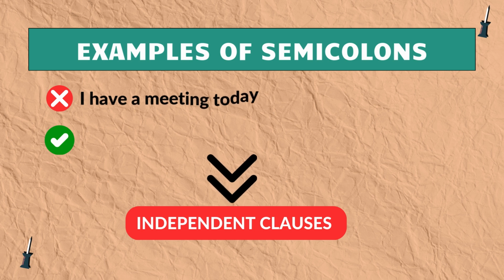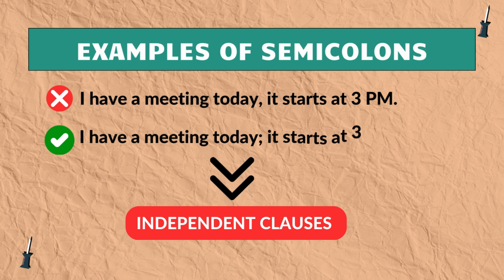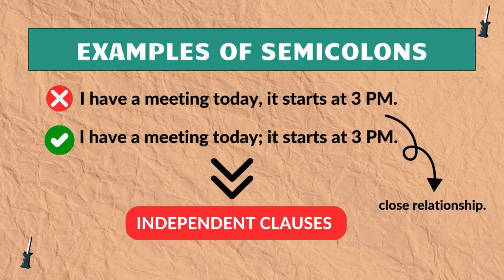For example, "I have a meeting today, comma, it starts at 3 p.m." This is not correct according to punctuation rules. So the correct one is "I have a meeting today, semicolon, it starts at 3 p.m." Now why does it work? Both parts are independent and can stand on their own to convey meaning. So the semicolon connects them to show a close relationship.